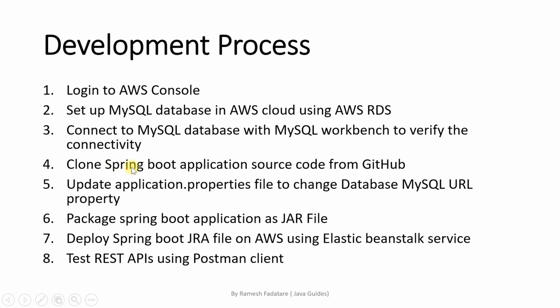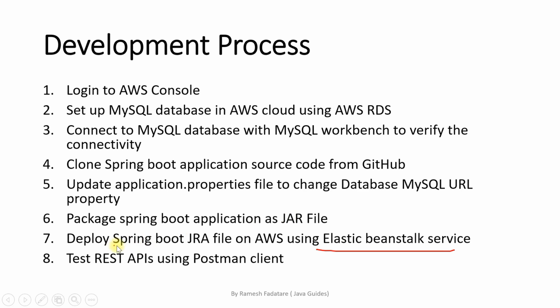And then what we're going to do is clone the Spring Boot application source code from the GitHub repository, and then we'll update the application.properties file just to change the MySQL database URL property. Okay, so we have set up the MySQL database in AWS Cloud, right? And this AWS Cloud MySQL database URL we need to configure in the application.properties file. Once we configure everything, then we package our Spring Boot application as a jar file, and then we'll deploy our Spring Boot jar file on AWS using the Elastic Beanstalk service.